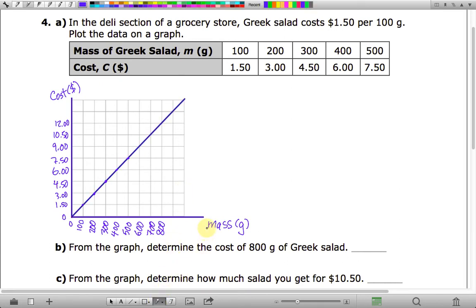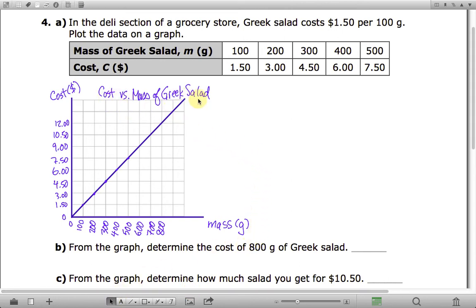With every graph that you do, it's a good idea to put a title. If you're stuck for a title, you can simply use whatever the variable on the vertical axis is versus whatever is on the horizontal axis. So, cost versus mass of Greek salad. And that's good enough as a title. It's a good idea to put a title on your graphs. Generally speaking, when I'm marking graphs, I look for things like that. Have you put the title on? Have you labeled the horizontal axis and the vertical axis? If you've labeled both axes, then I can give you full marks. I'm not just looking at the points here. I'm not just looking at the numbers, but I also want to see that it's well labeled.